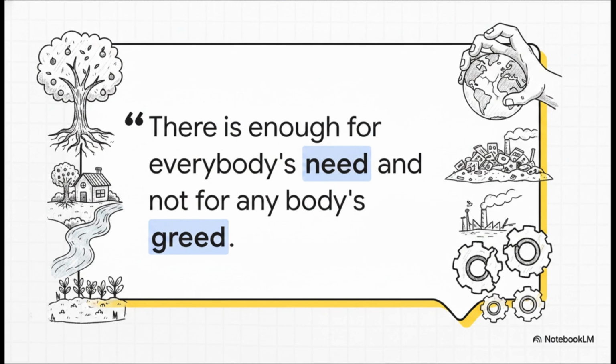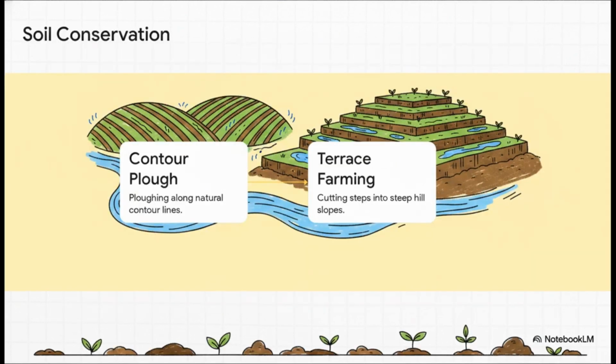The root cause of land degradation and resource depletion isn't necessarily a lack of materials. It's human greed and the unchecked exploitation of nature. If we manage our toolkit based on what we genuinely need, the Earth can sustain us. But the moment greed overrides that rule of three, the whole system collapses. But Gandhi's philosophy has to be backed up by practical mechanical action on the ground. How do we actually stop the degradation of our most vital asset, our soil?